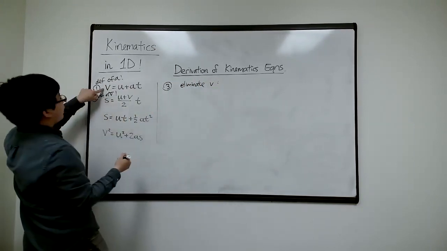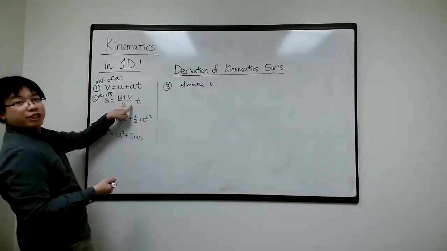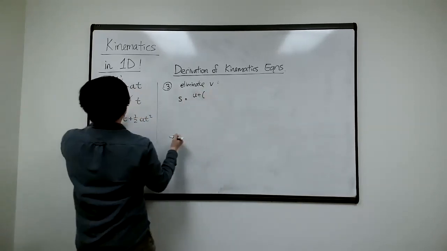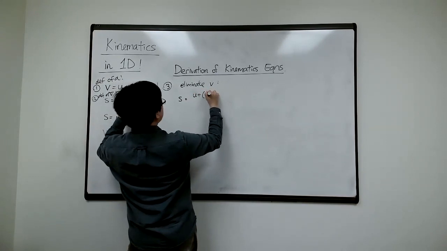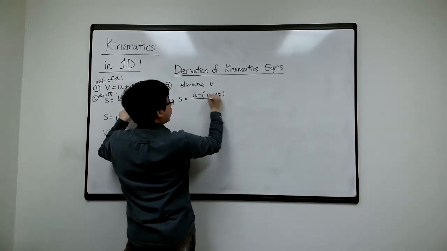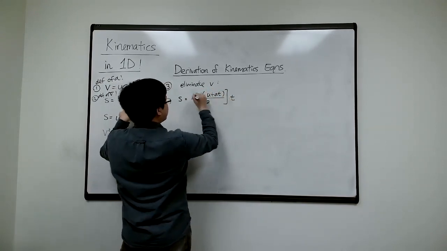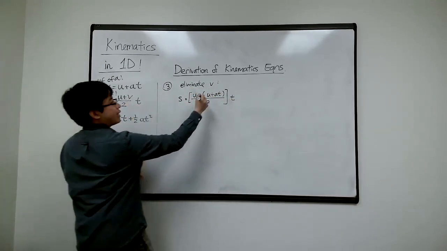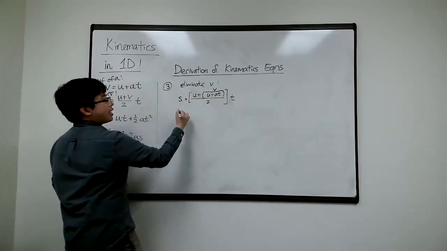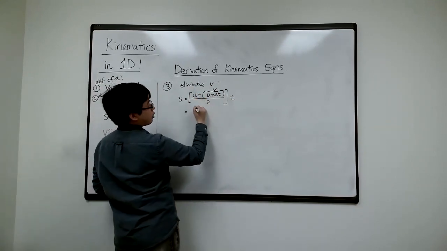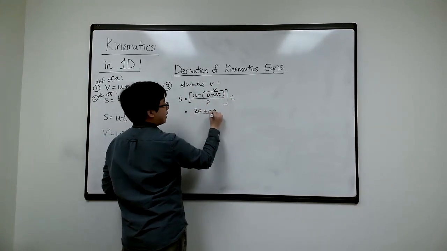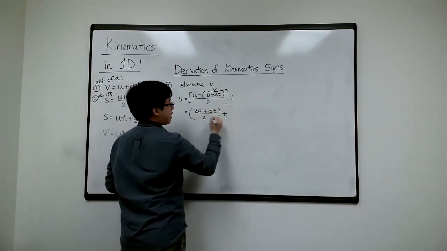So, well, V is U plus AT, so let's just substitute right in here, right? So S equals U plus V over 2 times T, so V is U plus AT. Like this, right? So I'm just substituting this as V, and then now let's expand this. So U plus U plus AT, so that's 2U plus AT, divided by 2, times T.